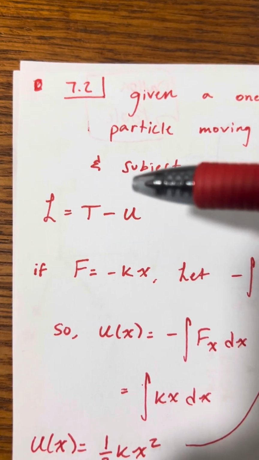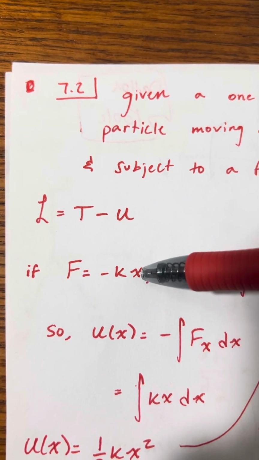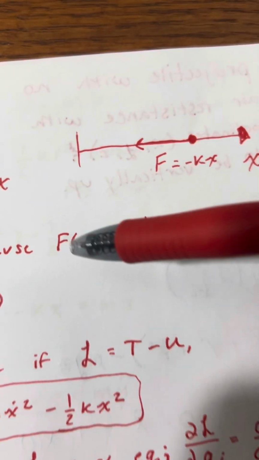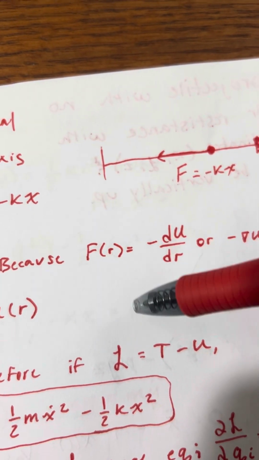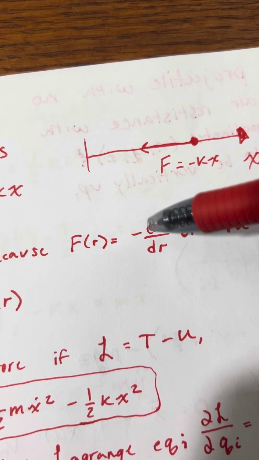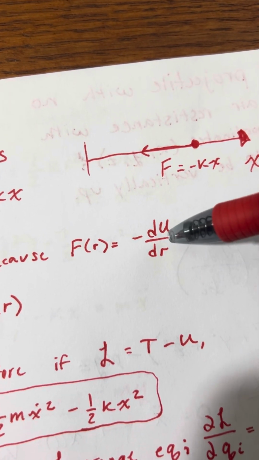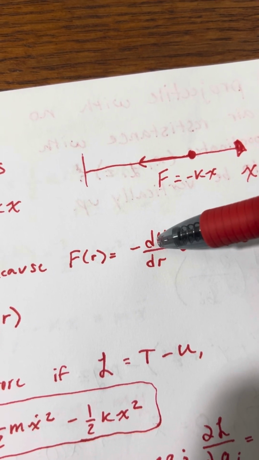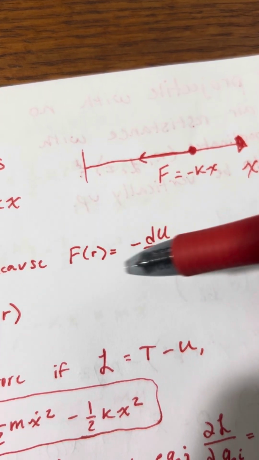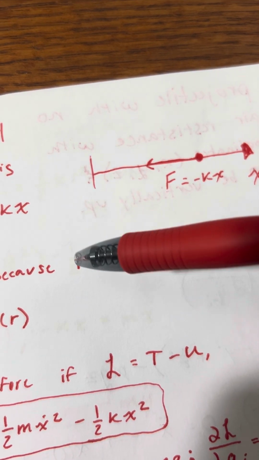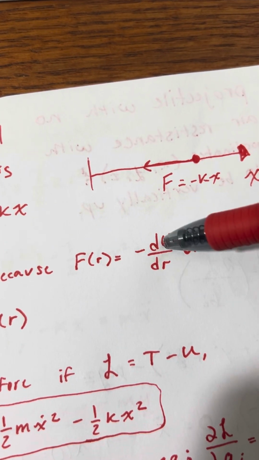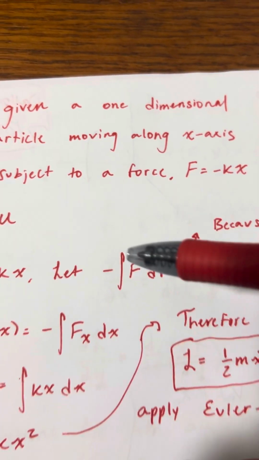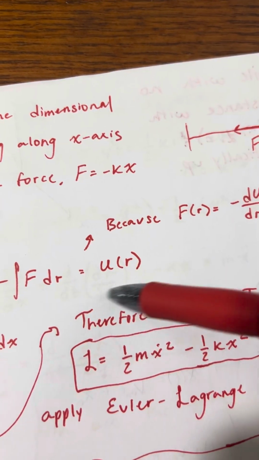So if our force is equal to minus kx, we can find the potential energy function if we remember that a general force is equal to the negative derivative of our potential energy function. So in order to solve for the potential energy function, we would need to integrate both sides, and then we would take the negative integral of the force, and that'll give us our potential energy function. So that looks something like this in general.